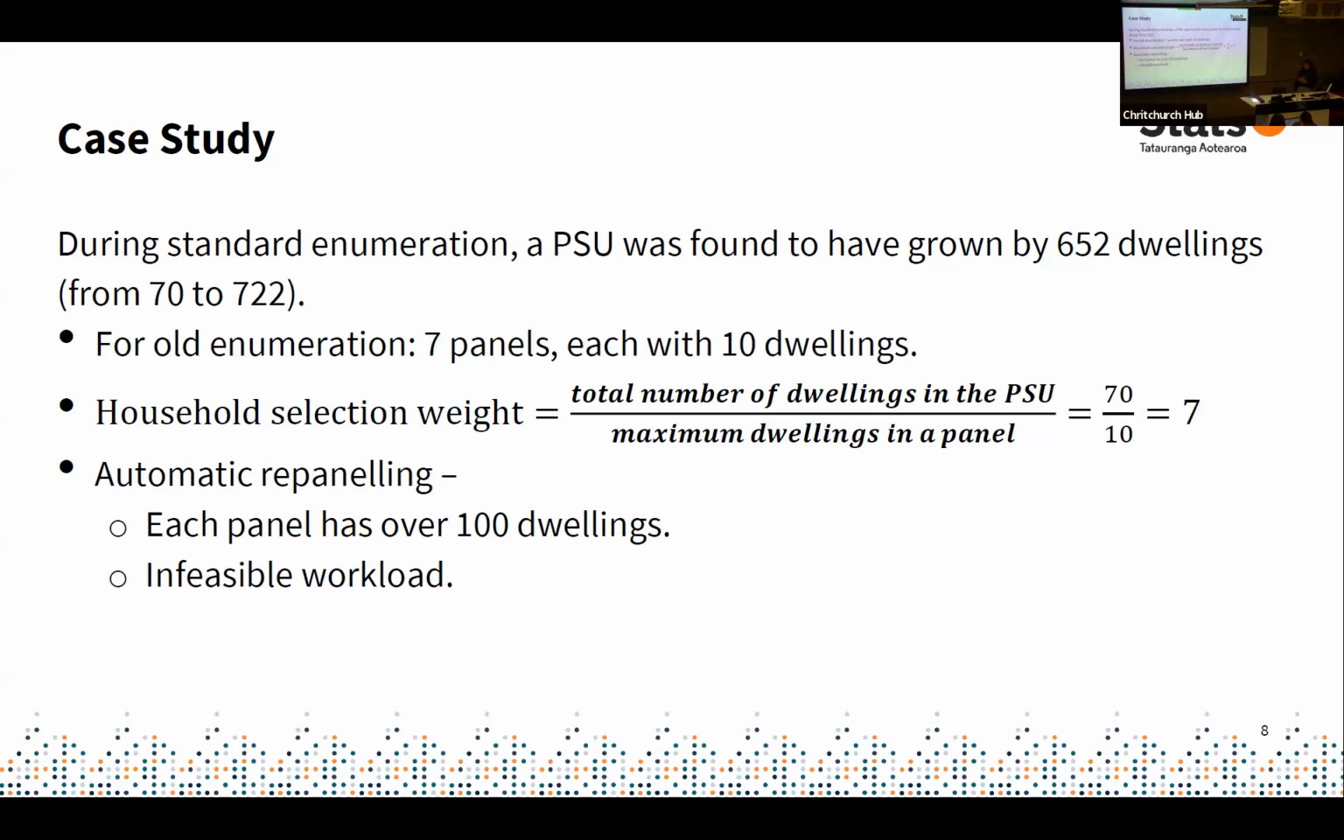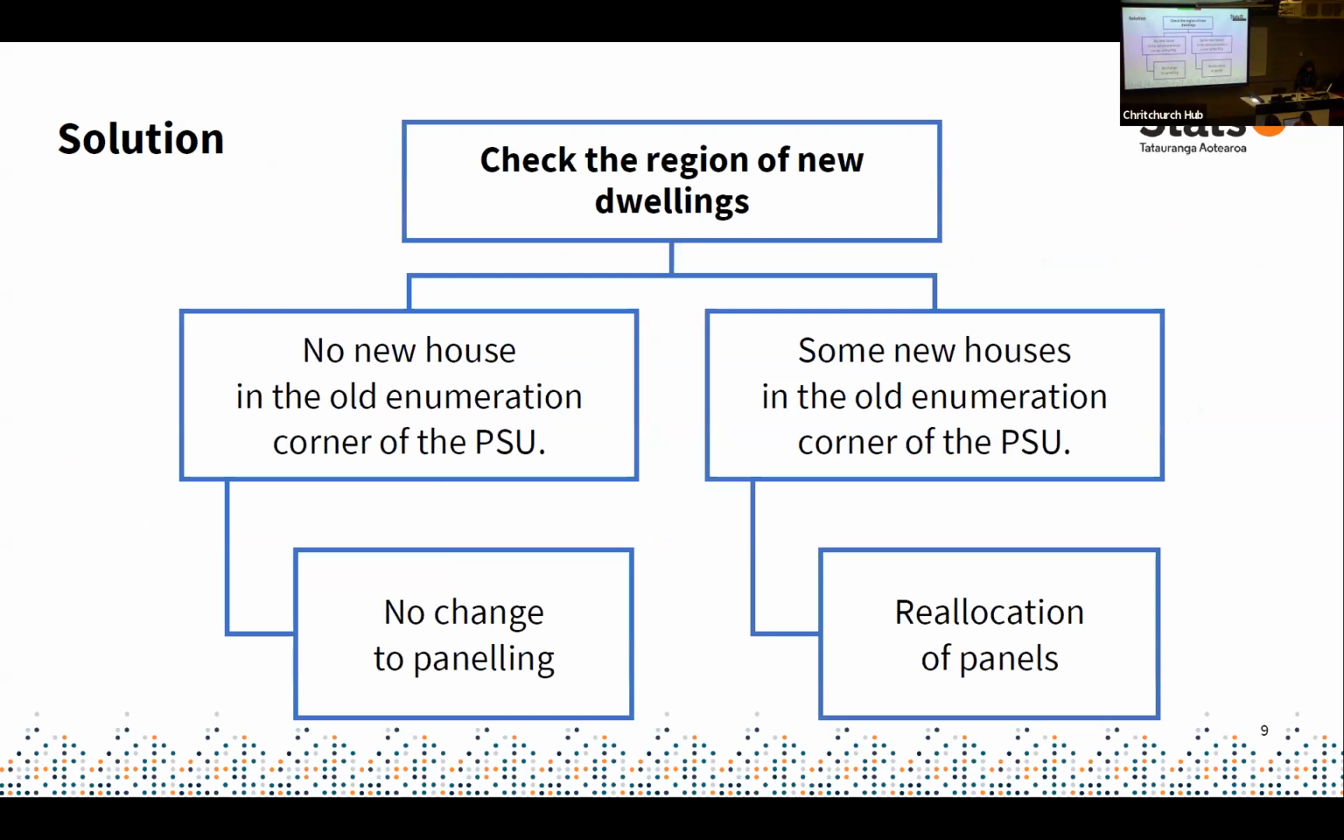So we got 7. Now, if we do not do anything and automatic repaneling happens, all the new households will get the panel numbers 1 to 7, and we have over 100 dwellings in each panel, which is problematic for collections. So we have drafted the solution.